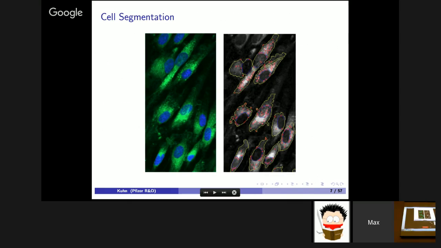And so what we can do is run cell segmentation algorithms, and you can see the results of those on the right. What the segmentation algorithms do is try to highlight where the cell or nuclear boundaries are.